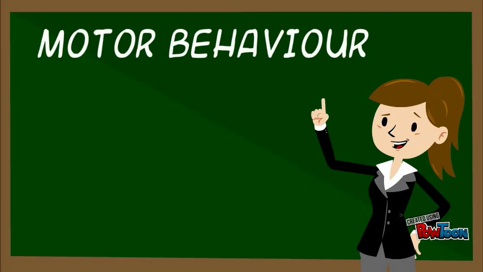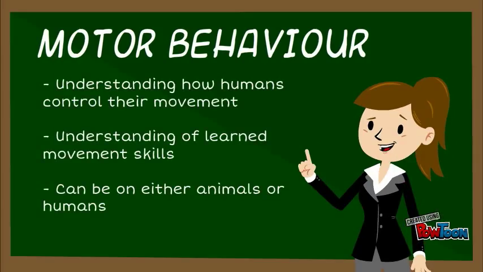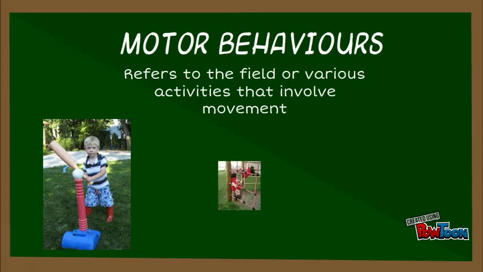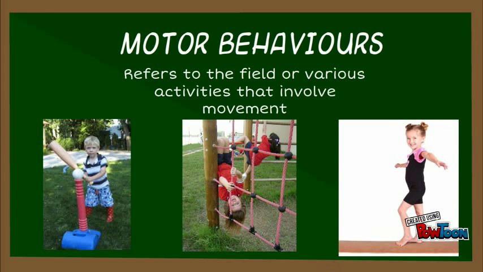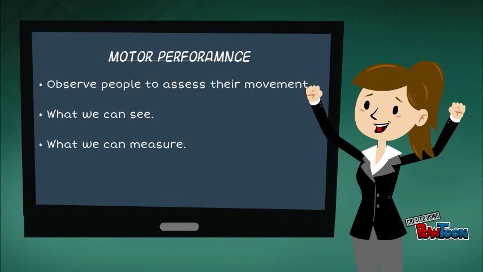So let's talk a little bit about the field itself of motor behavior. And really, it's about understanding how humans control their movement and learn movement skills. Some researchers also focus on the movements of animals, but in this class, we're going to deal primarily with human behaviors. Often the term motor behavior is used to refer broadly to the field or to various activities that involve movement. When we observe people to assess their movements, we use the term motor performance to refer to what we can see and what we can measure.